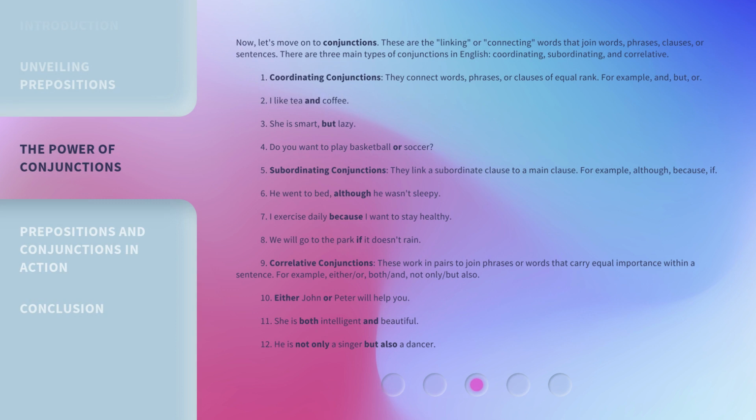Now, let's move on to conjunctions. These are the linking, or connecting, words that join words, phrases, clauses, or sentences. There are three main types of conjunctions in English: coordinating, subordinating, and correlative. 1. Coordinating conjunctions. They connect words, phrases, or clauses of equal rank. For example, and, but, or.